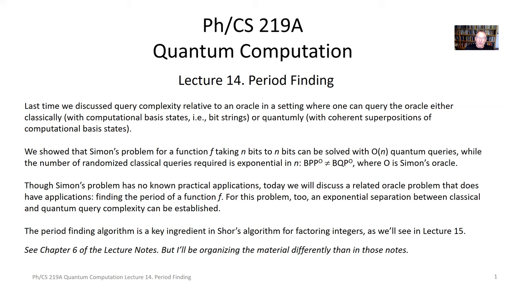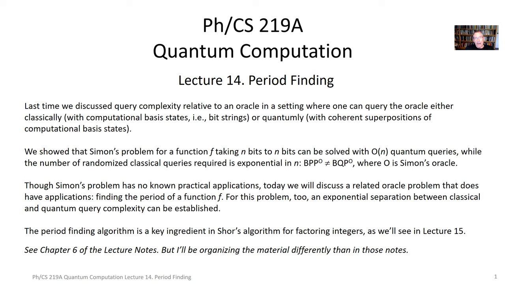Now, Simon's problem is not known to have practical applications. Today, I want to talk about a related problem which does have some practical implications. So this will be the problem of finding the period of a function. We have a black box which can evaluate the function. We are promised that it's periodic. We're not told its period. We need to determine the period. And here too, we're going to see that there is an exponential separation in query complexity between the quantum and classical settings.